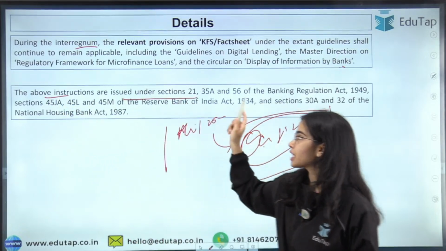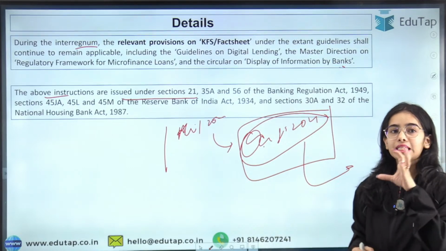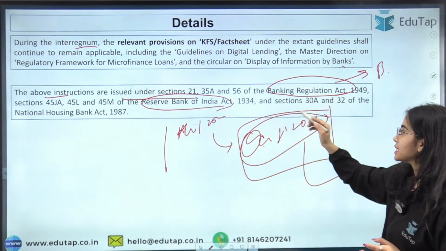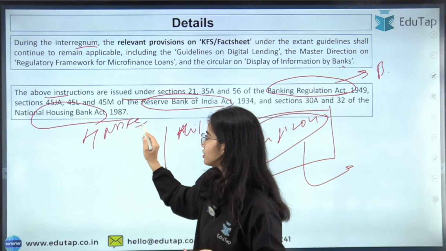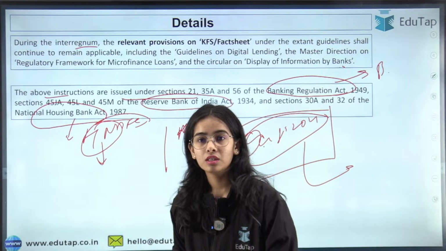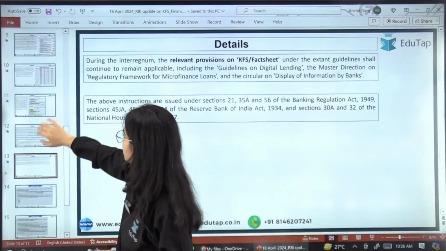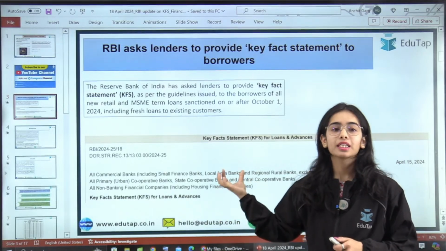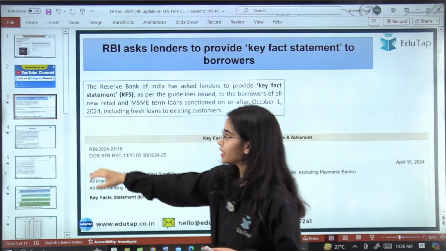The above instructions are issued under section 21, but you do not have to remember the sections. Remember that these instructions are released under the Banking Regulation Act, because under this act the banks are regulated; the Reserve Bank of India Act, because RBI has released these guidelines; and the National Housing Bank Act, because the housing finance companies are regulated by the NHB, so that's why the NHB Act is also mentioned here.